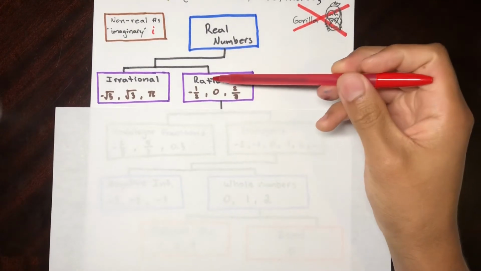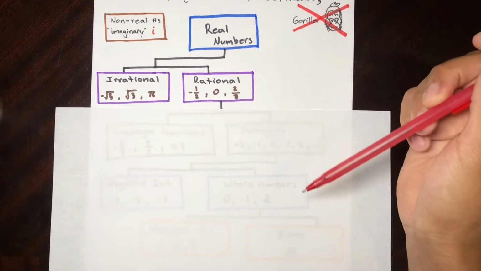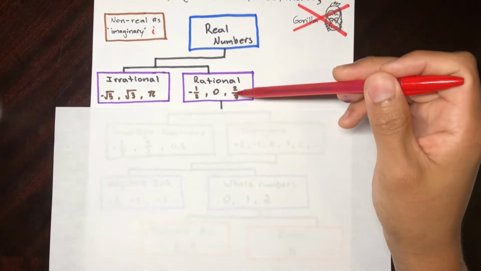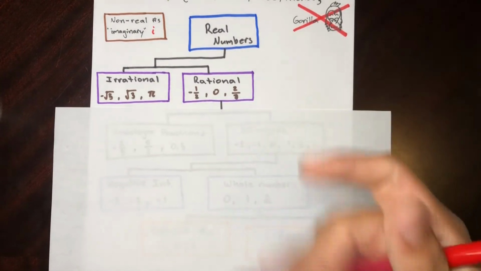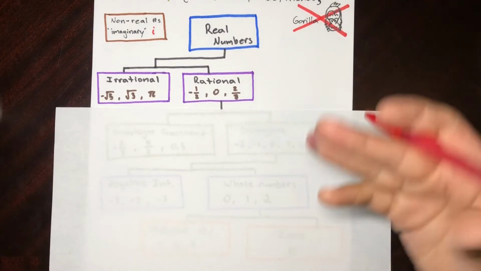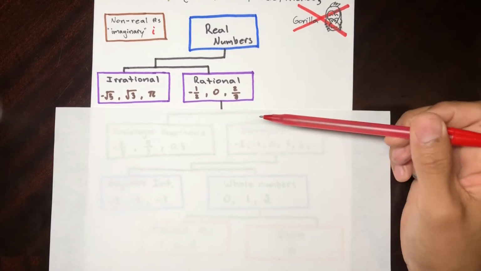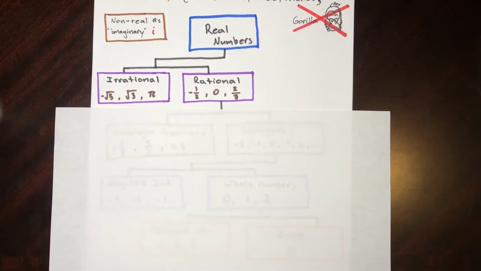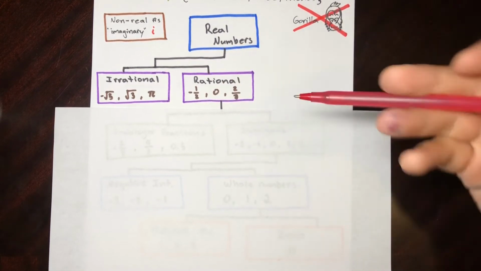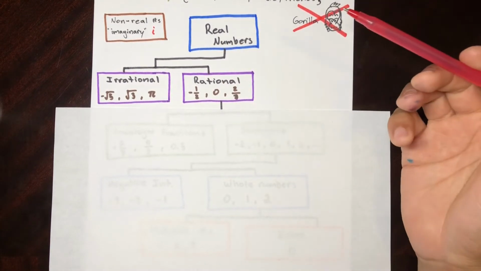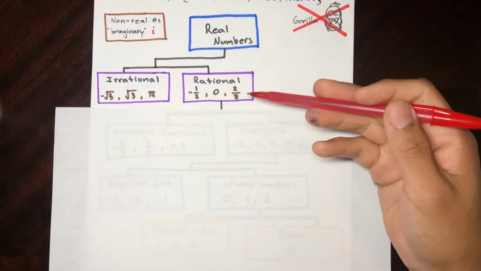okay? Now, what are rational numbers? Things like -1/2, 0, and 2/3. Rational numbers are going to be numbers that either terminate, so they have an end, or they repeat, okay? So what do I mean by that? If you have 2/3, it's actually going to be 0.666666, so on and so forth, right? If you have -1/2, it's going to be -0.5 if you're going to turn it into a decimal. A number like 4 is also going to be a rational number.